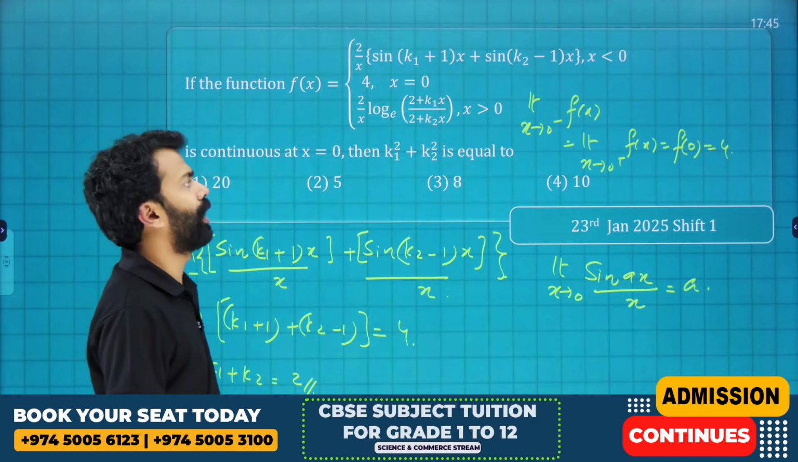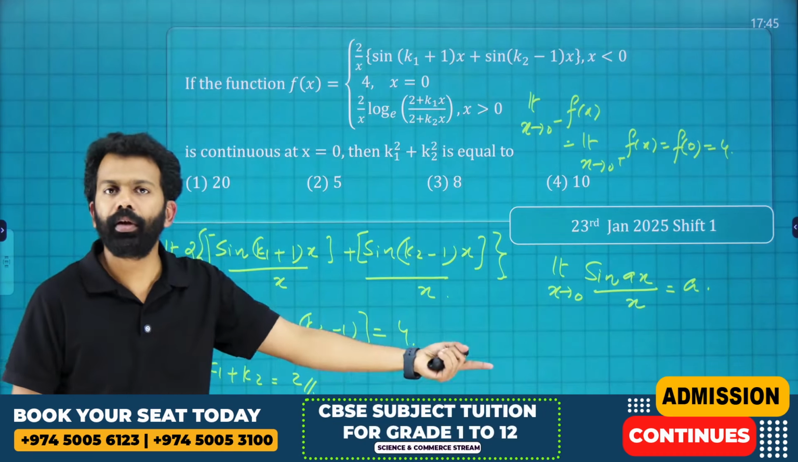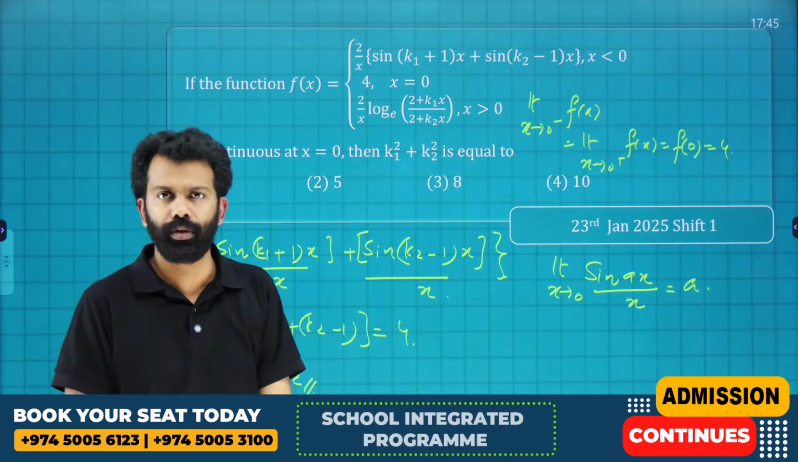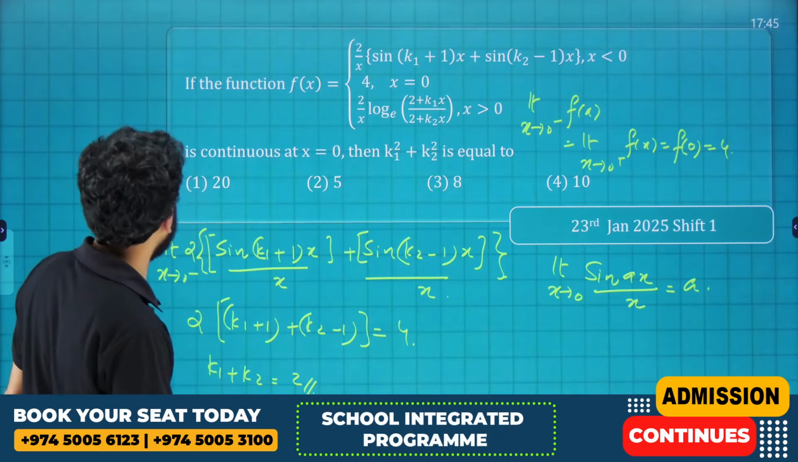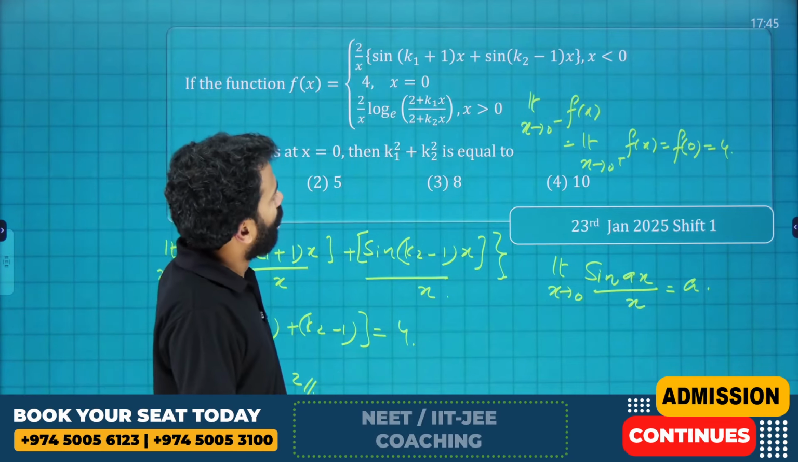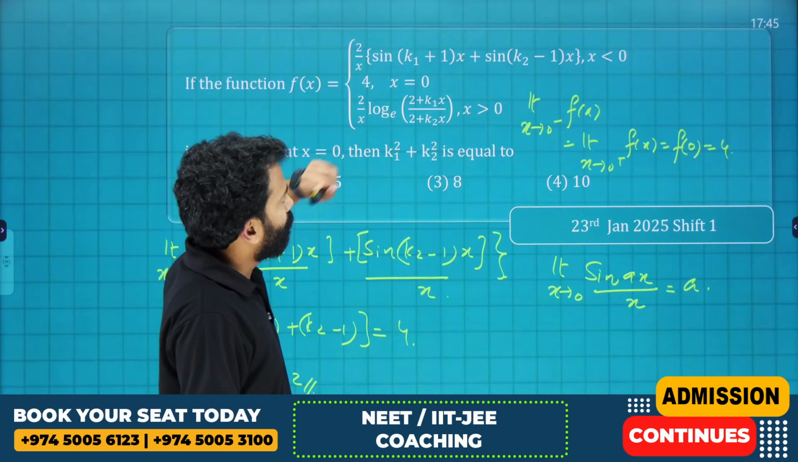Okay, now let's go for the right hand limit. Then also you will get another equation in terms of k1 and k2. Solving that, you will get the value of k1 square plus k2 square. Okay, that's all. This is an easy question. So let's formulate this here. See, for the logarithm, I think it will be better if you separate this.